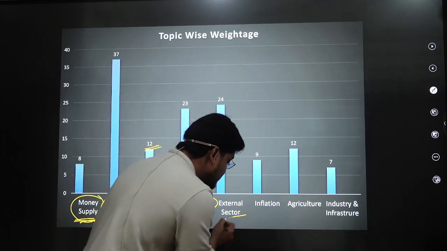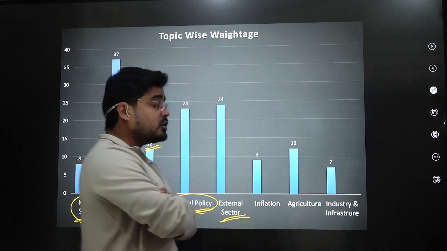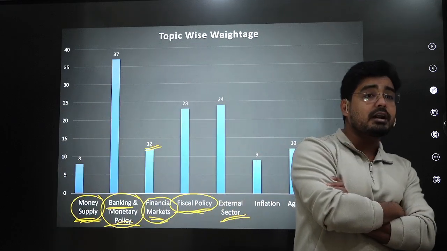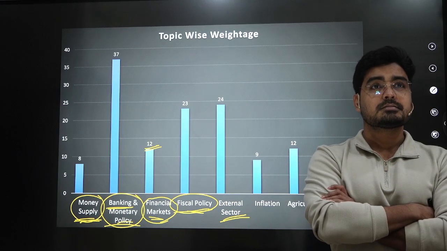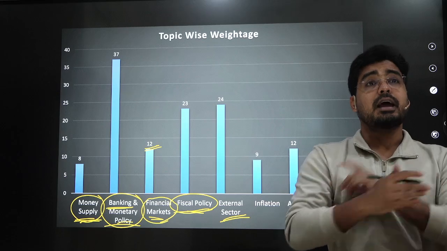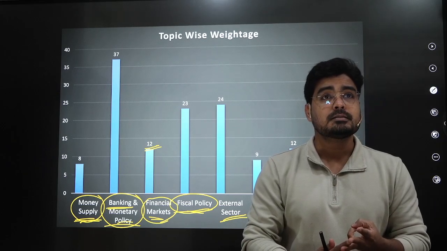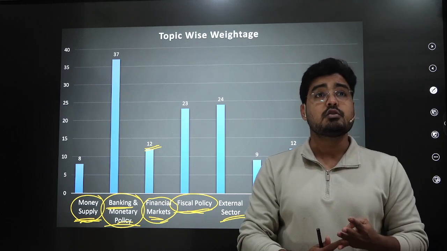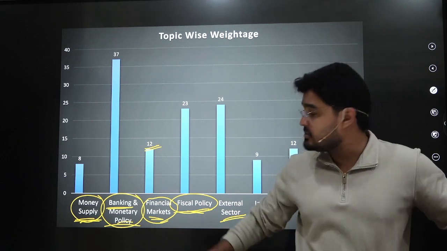And external sector, one more interesting topic. In this chapter you are going to study about all the cross-border transactions made by India with other countries, like exports, imports, foreign remittances, external borrowings, foreign investment. Each and every cross-border transaction is to be studied under the external sector.